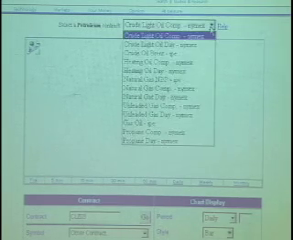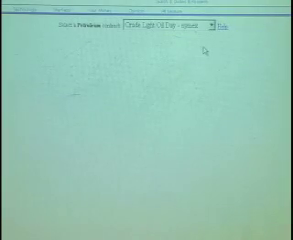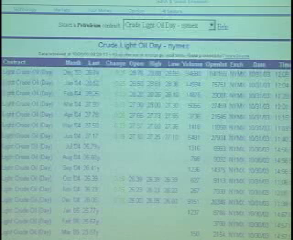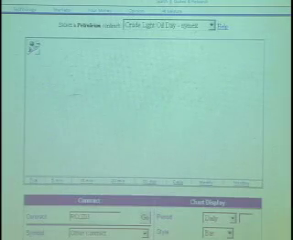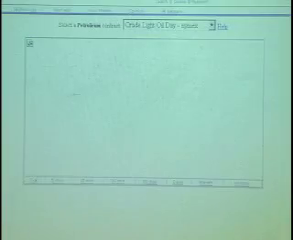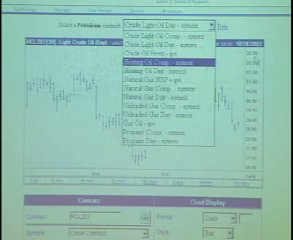I'm trying to pull up crude oil. Not cooperating with me. The story goes back to March. Let's see if I can get heating oil up here. Oh, there we go.